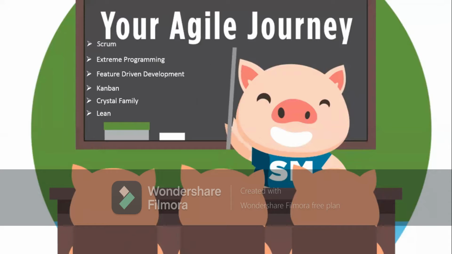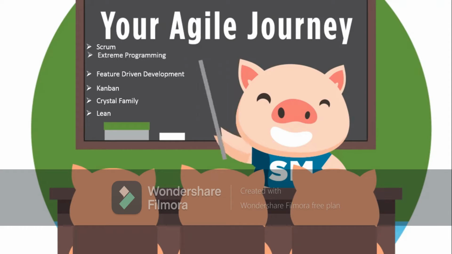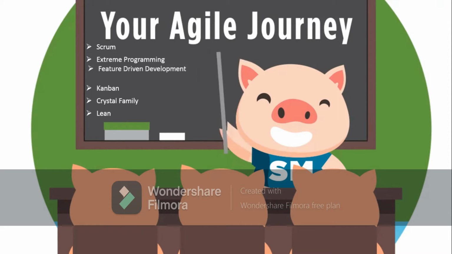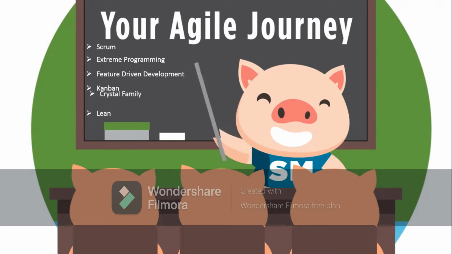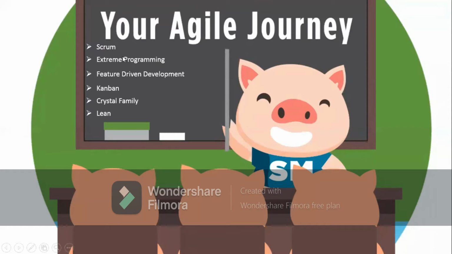Agile is considered a journey far more than a destination. Agile actually has multiple arms. It has children; Agile is a family. It has a lot of children. Those include Scrum, Extreme Programming, Feature-Driven Development, the Crystal family, and Lean.